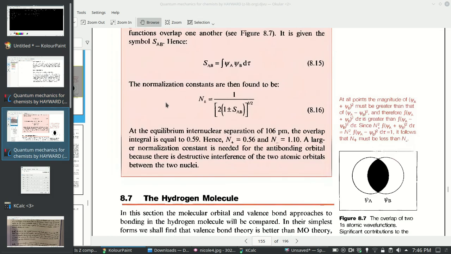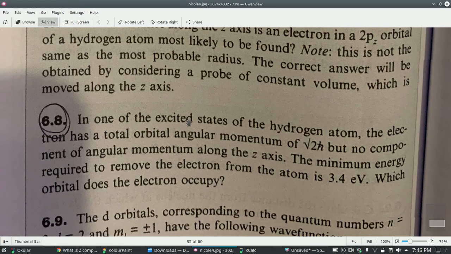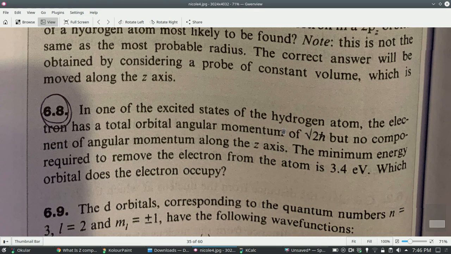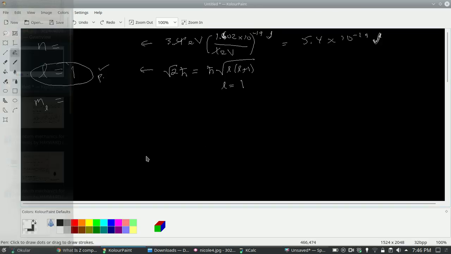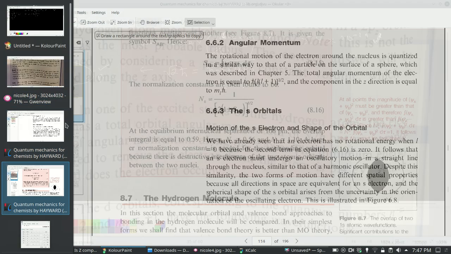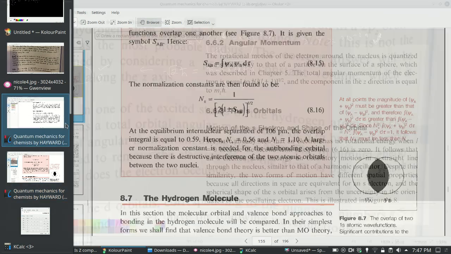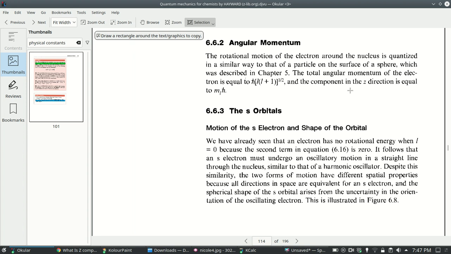All right. So, anyways, the z component of the angular momentum is given by the magnetic quantum number, and it says no component of angular momentum along the z-axis. So that means the z component of angular momentum is 0. So that probably means that the magnetic quantum number ml is also 0, but let's just make sure. Here we are. So the z component is equal to ml h bar.